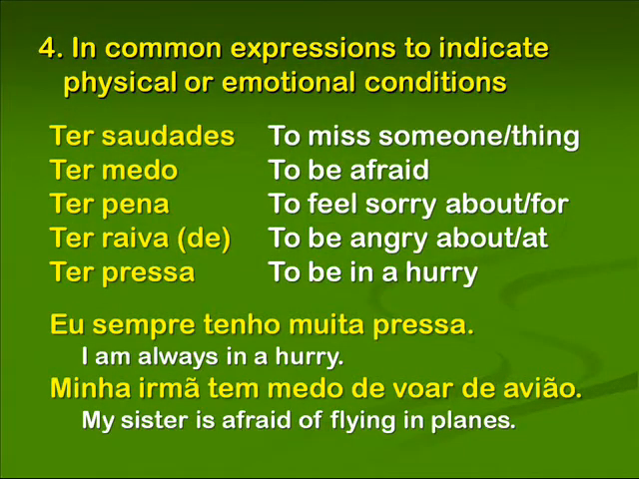Okay? All right, a fourth usage of the verb ter encompasses many idiomatic expressions or common expressions that are used to indicate physical or emotional conditions. And I'm going to put these on a couple of slides because there really are quite a few of them, and it's not an exhaustive list either. First of all, and a very important one in Brazilian Portuguese, is ter saudades, which roughly translated means to miss someone or something very much. Right? So if I say tenho muitas saudades, ou tenho saudade, it means that I miss that thing or person very much. Okay? Second expression, ter medo, to be afraid of. Ter pena means to feel sorry for, sorry about something. Ter raiva de means to be angry about or at someone or something. Ter pressa means to be in a hurry.